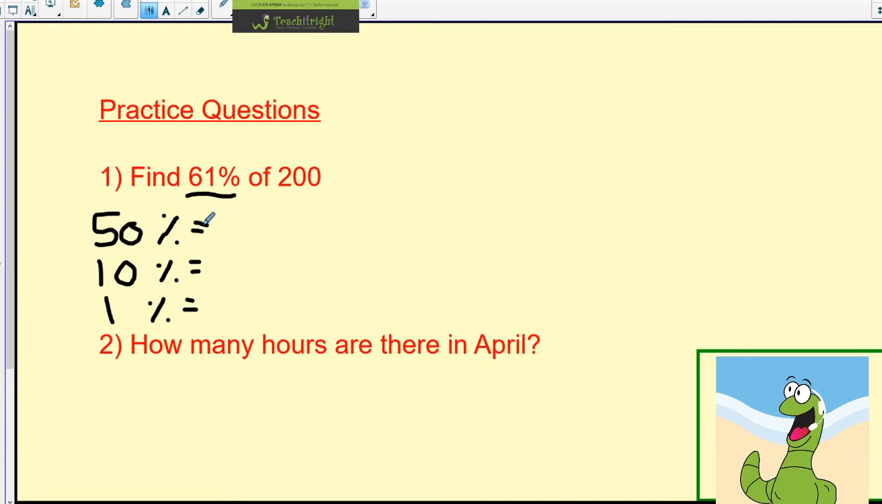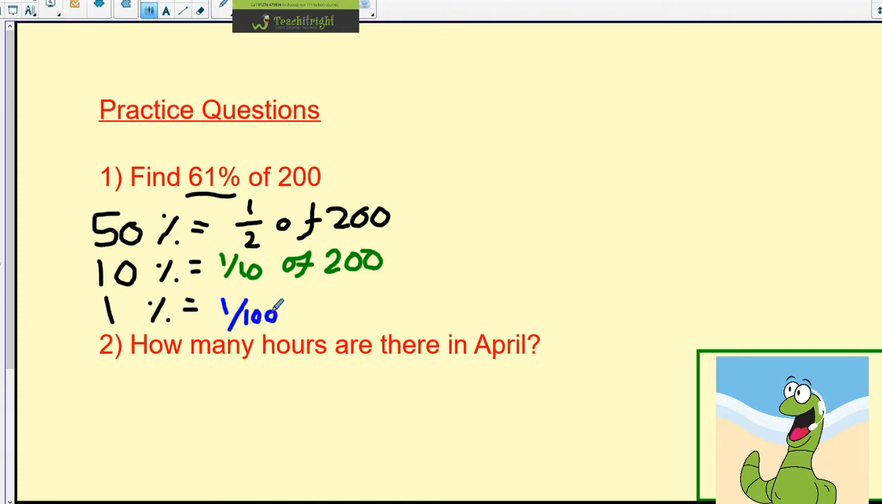50% means 50 out of 100. 50 out of 100 is a half. So if I want to find 50%, I need to find half of 200. If I want to find 10%, 10% is 10 out of 100, or 1 out of 10. So if I want to find 10%, I need to do 1/10 of 200. And if I want to find 1%, that is 1 out of 100, or 1/100th of 200.